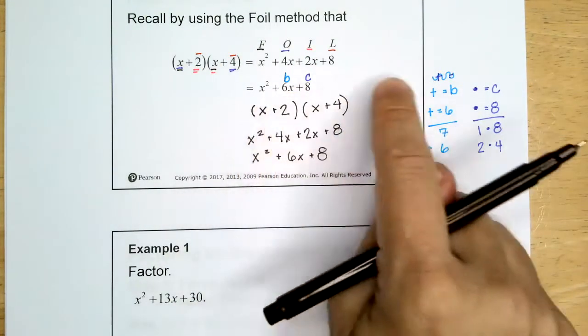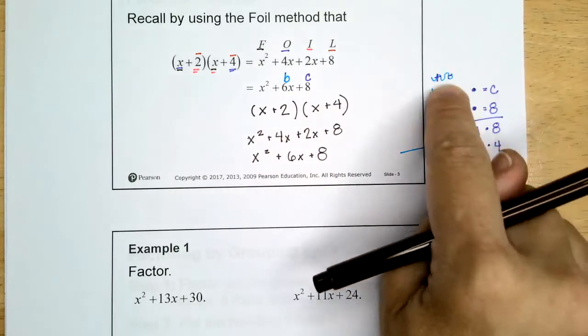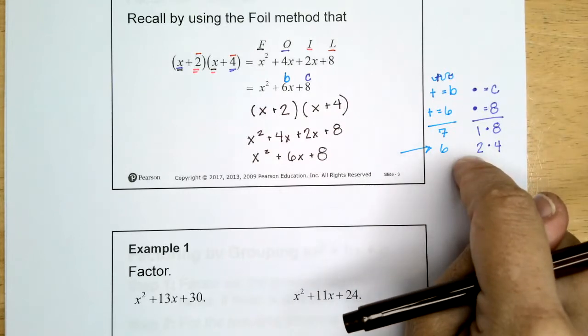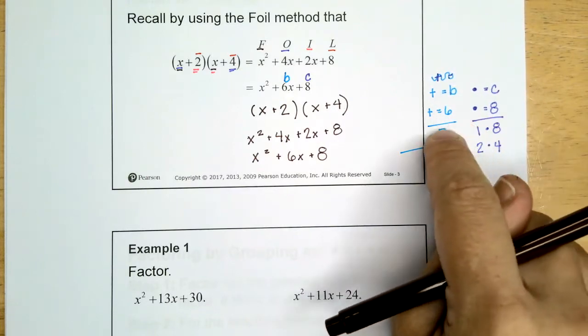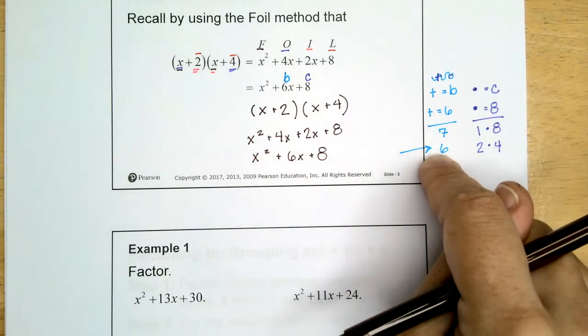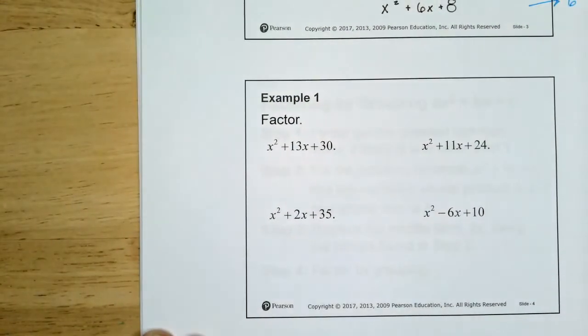So we're going to be looking at B and C. We're going to find the factors of C, add them up, and see if any of them add to B. All right, so let's do some practice problems.